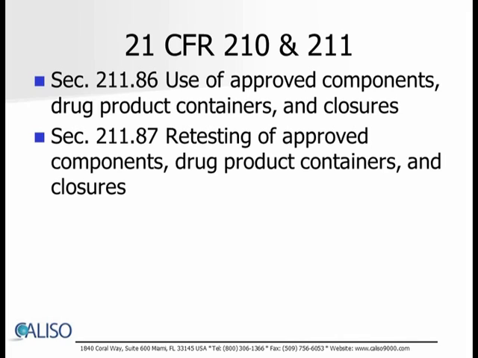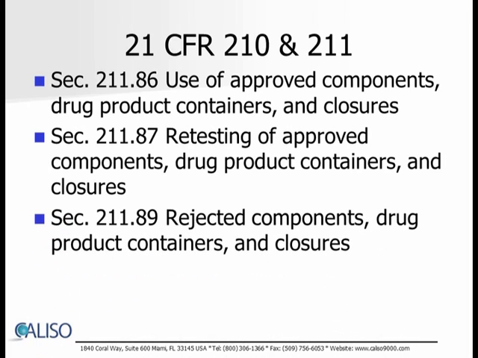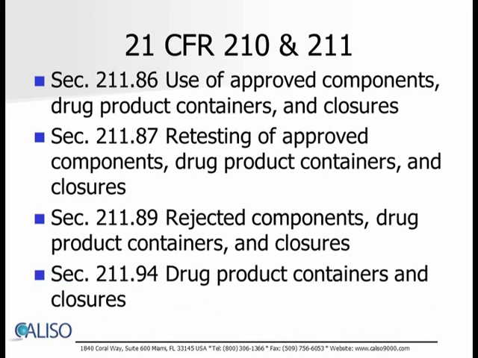Section 211.87 discusses the requirements for retesting as necessary, such as after storage for long periods or exposure to adverse conditions. Section 211.89 discusses the requirements of how rejected product should be handled. Rejected product shall be identified and quarantined. Section 211.94 discusses the specific requirements for containers and closures, such as they shall not be reactive so as to alter the safety of the drug.